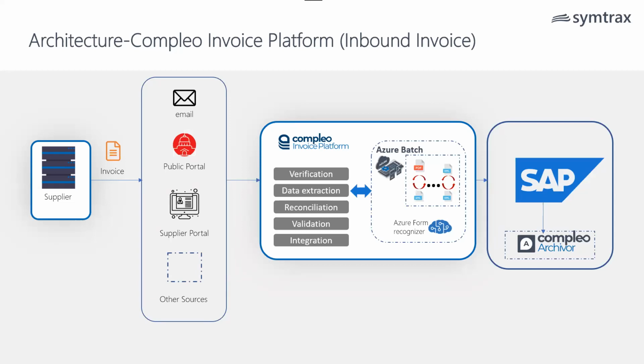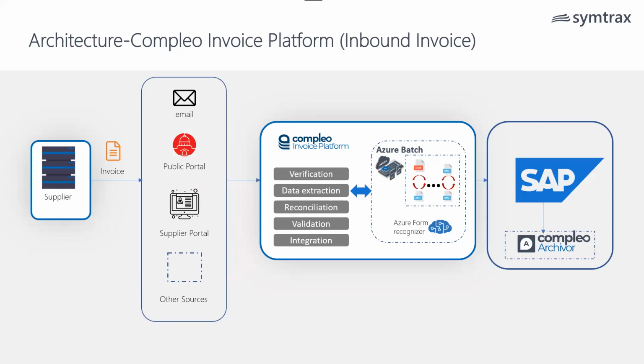So what will be the channel through which the invoices are being received? Comblio Invoice Platform can identify the document at the source, and it can retrieve the corresponding invoice and process it accordingly, or attach it to an automation workflow. So Comblio Invoice Platform is a highly customizable platform. Here I have included some of the scenarios as per what we have implemented for our customers. So I will just go through that one by one.